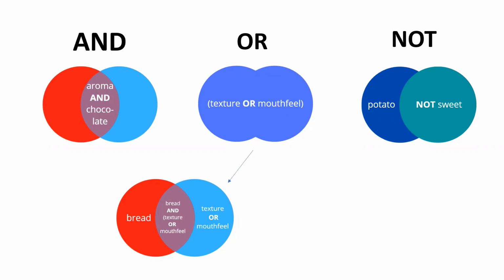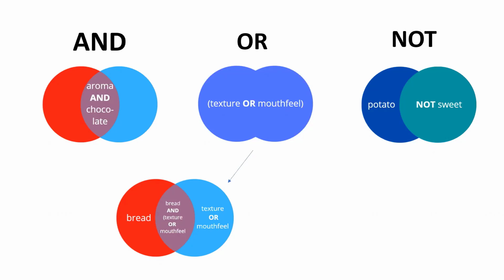So in this diagram, we've got two circles again. We have texture on one side, mouthfeel on the other. And by connecting those terms with an or, we're saying that we want all of our records to have either the word texture or the word mouthfeel in them, but we don't care which. So either one is equally good. And some of them will probably have both texture and mouthfeel in them, and that's fine too.